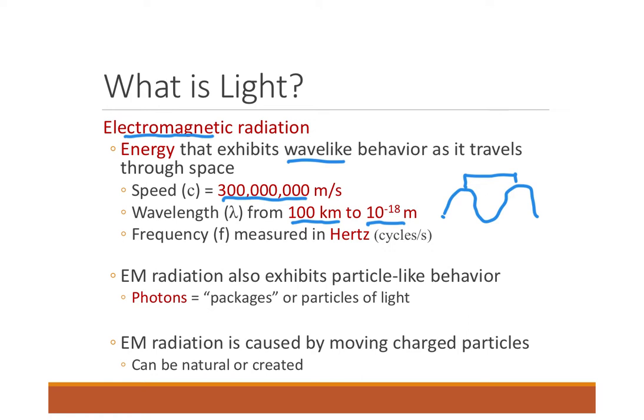Another property of light is frequency, which is related to wavelength. And frequency is a measure of how many cycles, how many wavelengths happen in a second. We measure that in a unit called hertz.